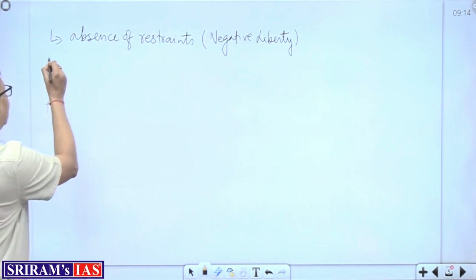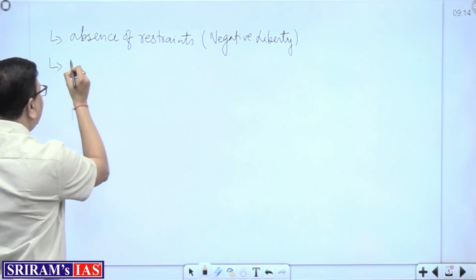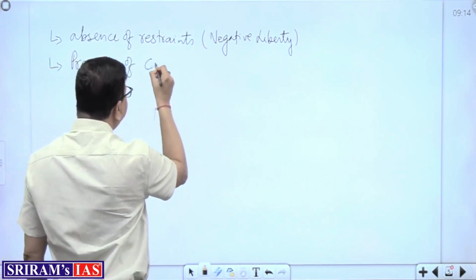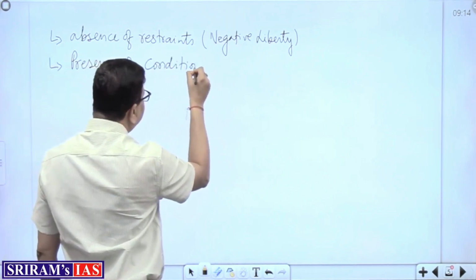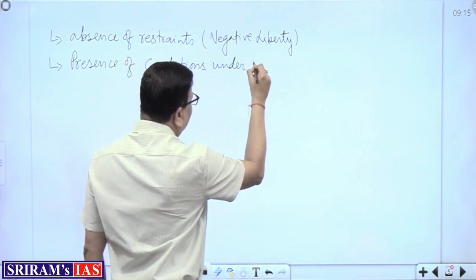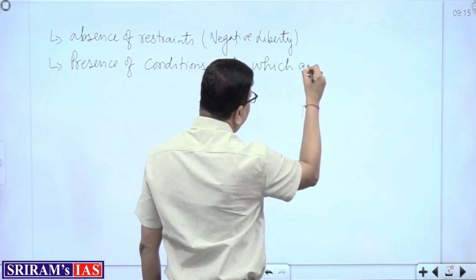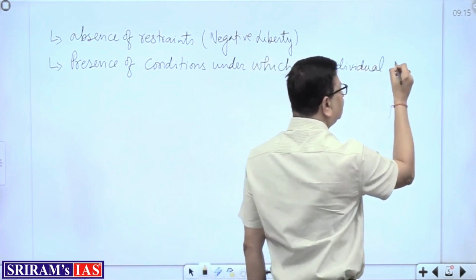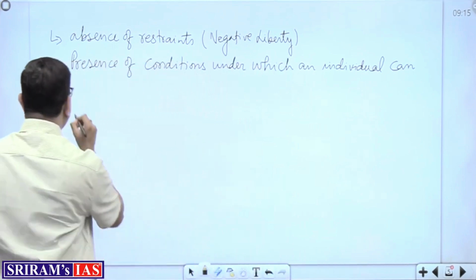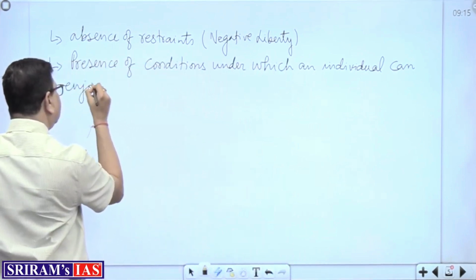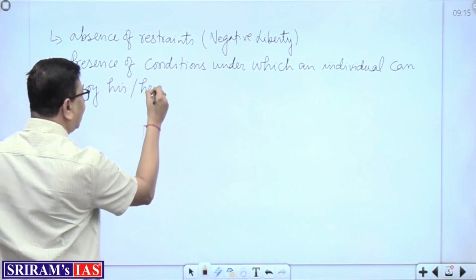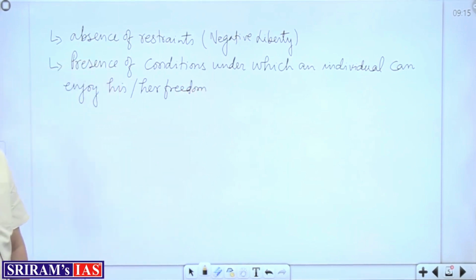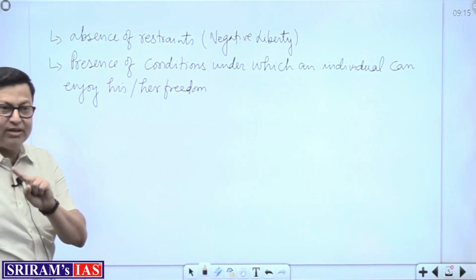Then the second point you can write, note number 2. Liberty means presence of conditions under which an individual can enjoy his or her freedom. It is the concept of positive liberty.